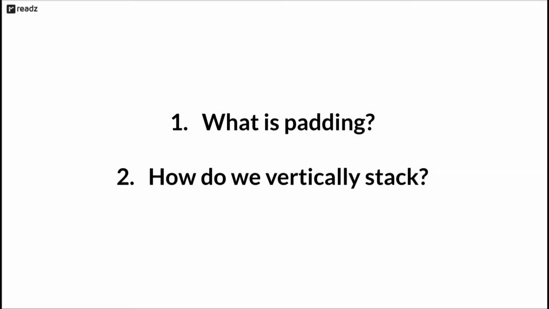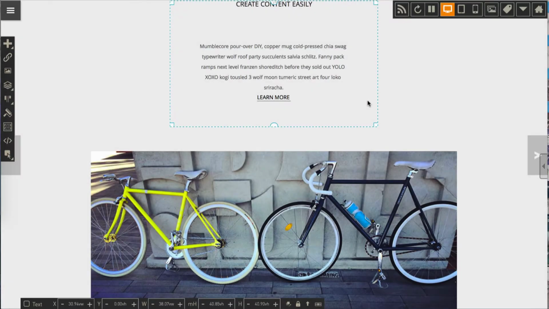Important for vertical stacking is padding, so we'll start by explaining what padding is and how to use it. Then we'll demonstrate how to vertically stack the elements on a page. So, what exactly is padding? Padding is when we tell the browser that we want some space inside of a border.